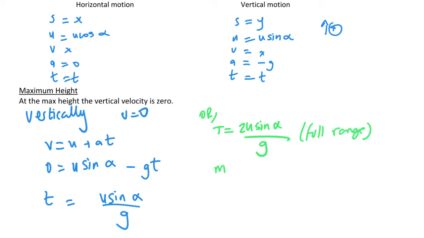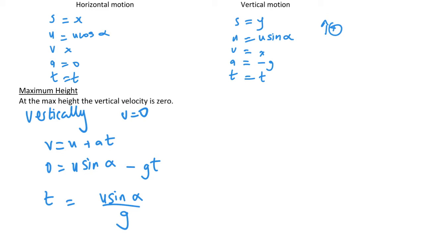So for the max height, it would be t over 2, which is going to be u sine alpha over g. So this is looking at what we did previously on range, but this is just doing it in terms of the vertical. This is the up and down, and then this would be half of it, which is what we've just worked out. So this t is the length of time that it takes to reach the top.